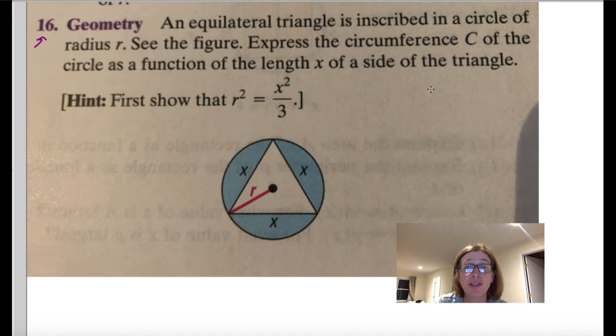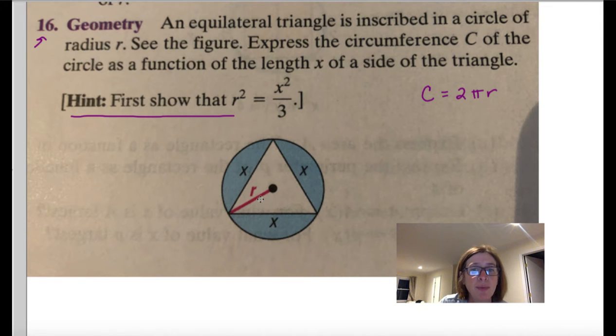Okay, so we want the circumference, and we know circumference is 2 pi r, but they want it in terms of x, as a function of x. So it says, hint, first show that r squared equals x squared over 3. Okay, so how do we do that?